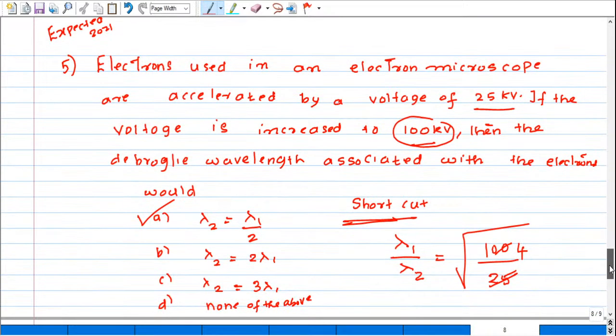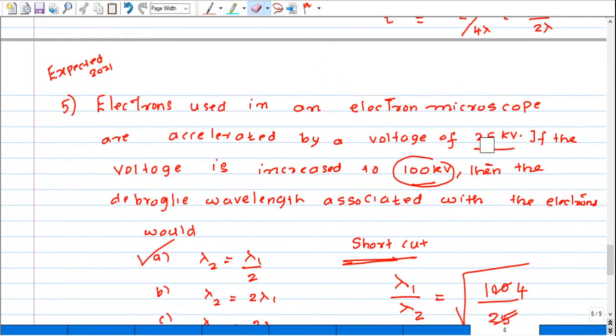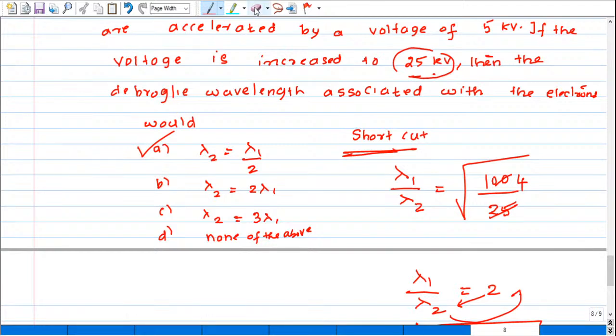So, let me give you one practice sum so that you can do this sum. Instead of this 25 kV, I am going to give 5 kV. This is 25. So, I am changing the options also. Lambda 1 by 3, lambda 1 divided by 5, 3 lambda 1 and none of the above. Please place your answer in the comment area. So, this is a sum for your practice.